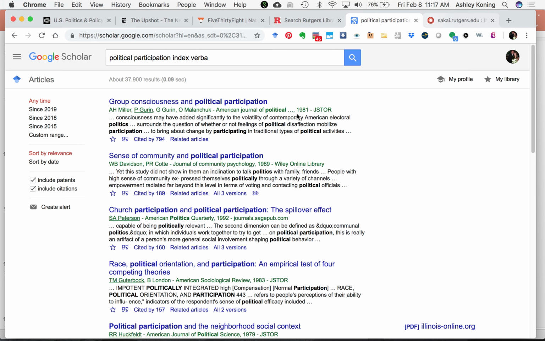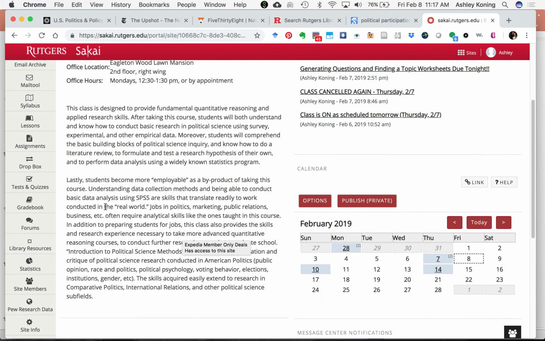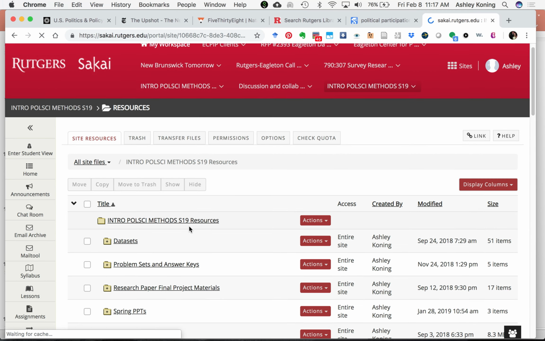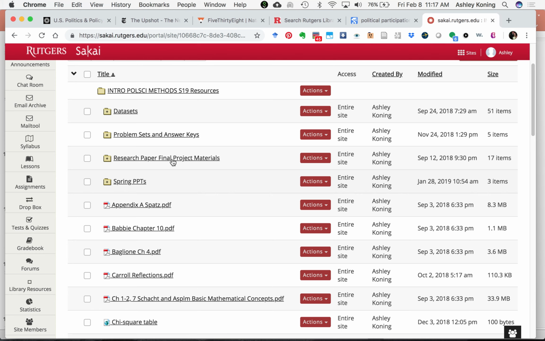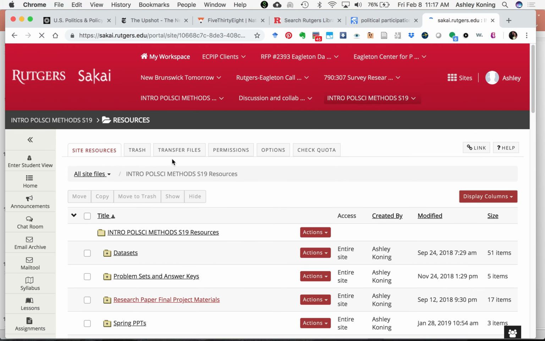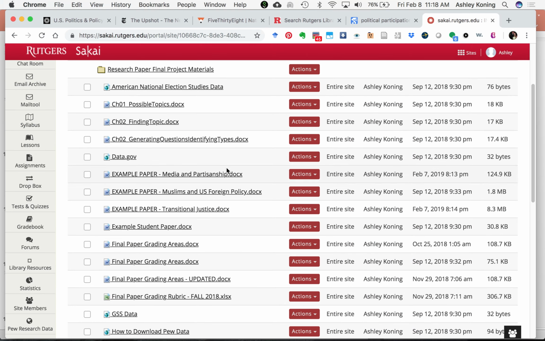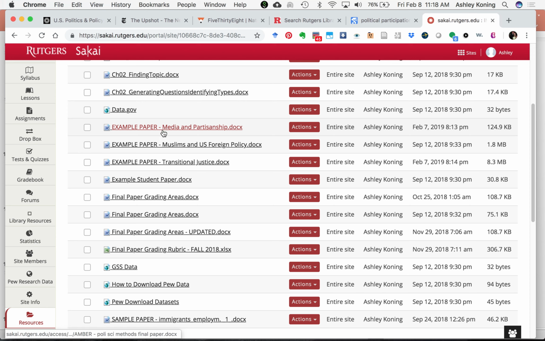I also have a folder on our Sakai site under resources that has a bunch of information in there about your research paper, along with examples of other research papers. So if you go to research paper final project materials, there are also some worksheets in there that you already completed. The example papers are incredibly helpful.